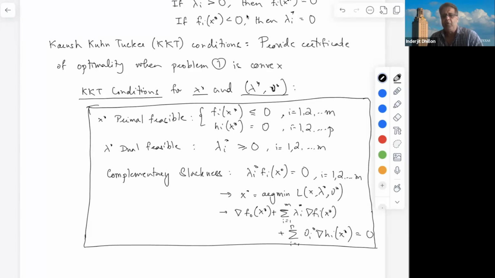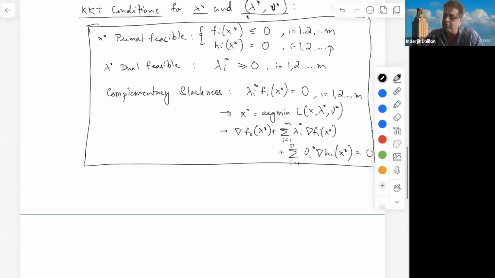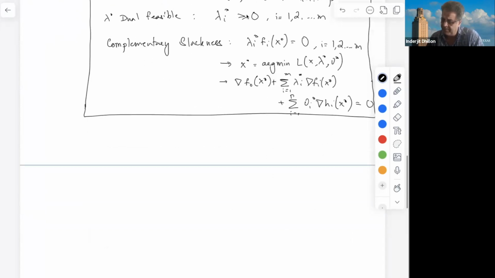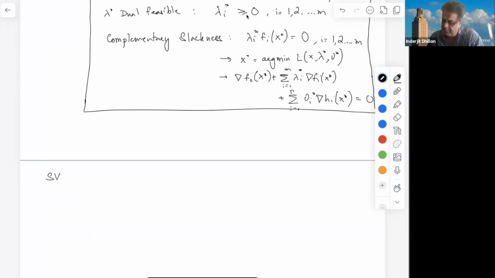Okay. So this is very general and we don't need to understand it in its full generality. So let's come back to the SVM problem. It's actually quite neat. By looking at these conditions, it'll lead us to understand what is actually happening in the SVM problem.